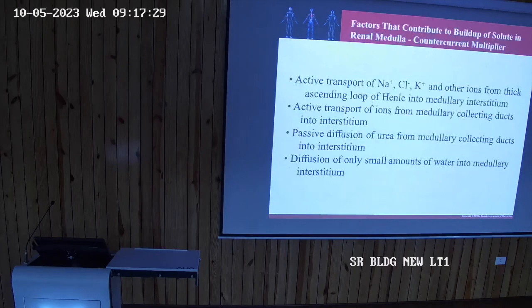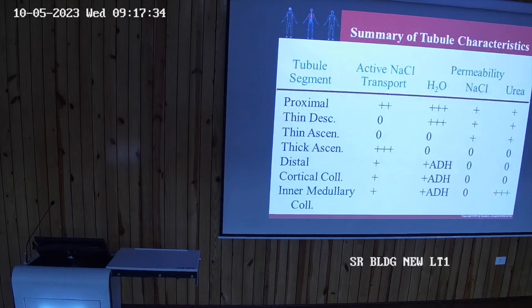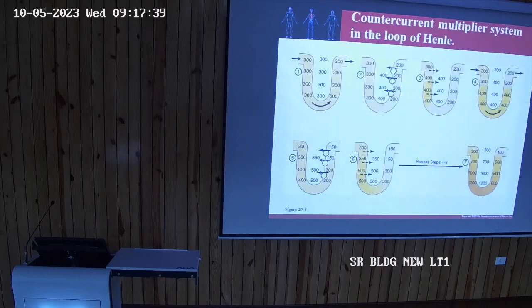Okay, now the summary of tubular characteristics. These are the summaries you have to remember. Now the most important topic is the countercurrent multiplier system. First we'll talk of the multiplier system. If you remember, three things run simultaneously: the functions of the loop of Henle, the countercurrent multiplier system, and maintenance of the medullary interstitium gradient. Three things run parallel.